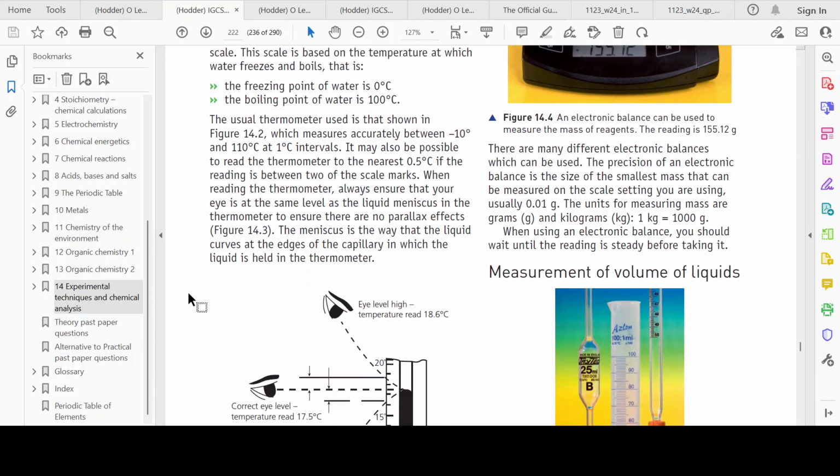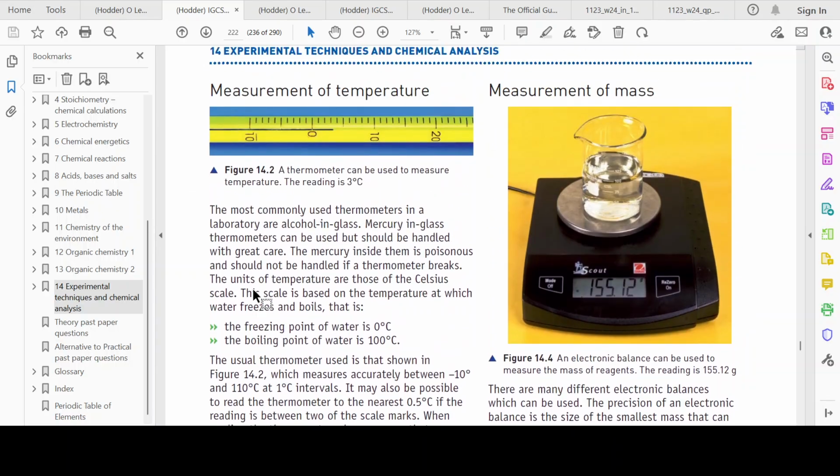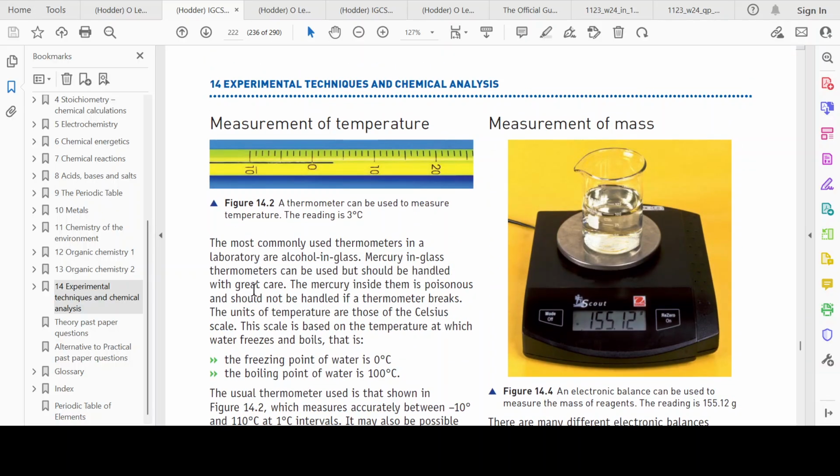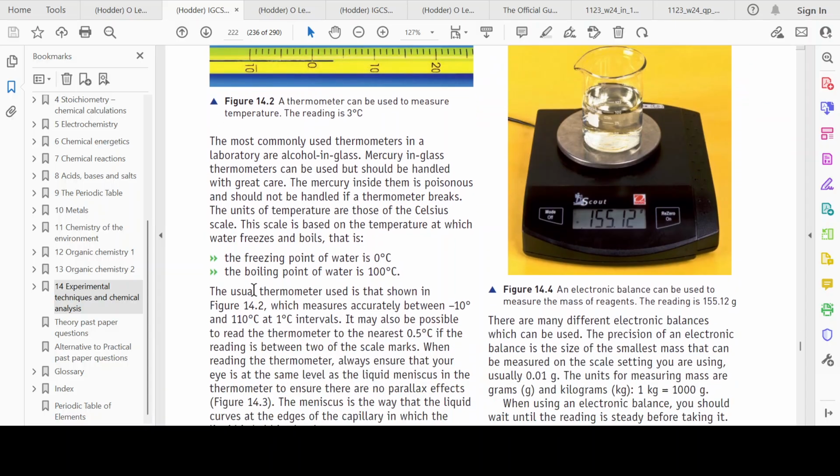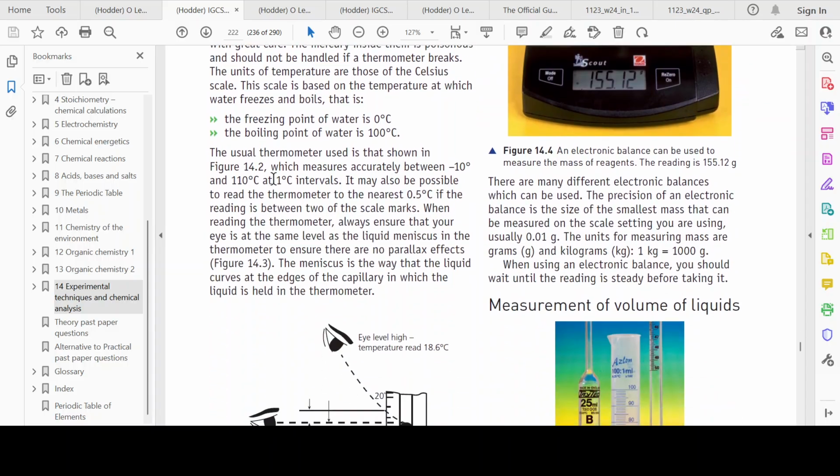The usual thermometer used is that shown in figure 14.2. So we saw that up there. We can go back and take a look at it again. So that thing, which measures accurately between -10 degrees and 110 degrees centigrade at 1 degree centigrade intervals. It may also be possible to read the thermometer to the nearest 0.5 degrees centigrade if the reading is between two of the scale marks.